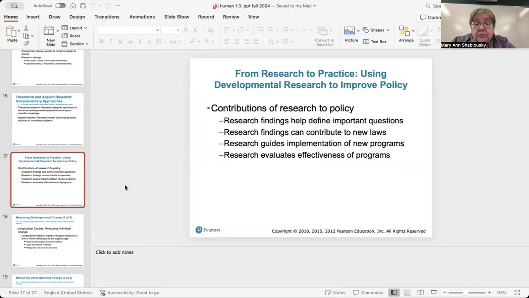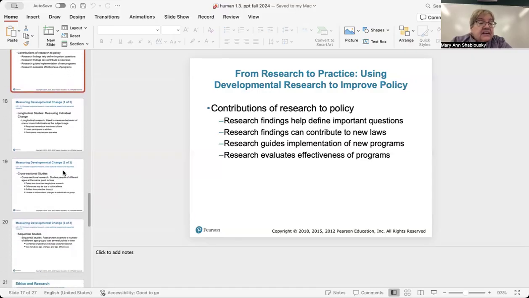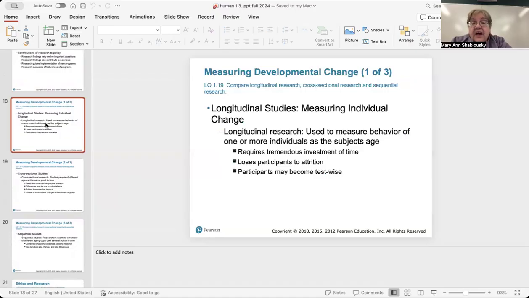And contributions, research is very, very important. It helps us to give information about important questions. It can help develop new laws in our world in general, not only in psychology. It can help new programs and it can increase effectiveness of the things that we already have.